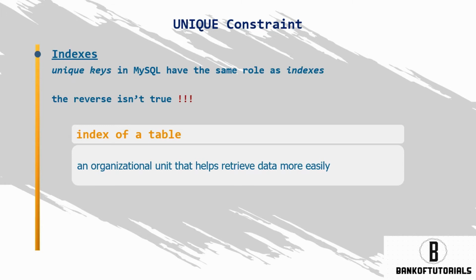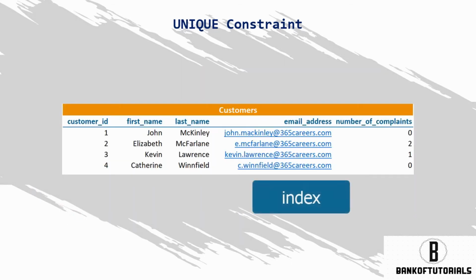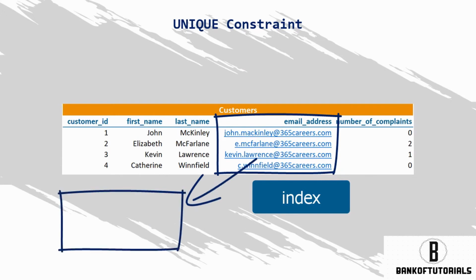Of course, this doesn't come without a cost. It takes more time to update a table because indexes must be updated too. And that's time-consuming. As a result, think of an index as a MySQL tool that can be created in a column, which will be frequently used to retrieve information from a table. Hence, the automatic treatment of a unique key as an index in MySQL.